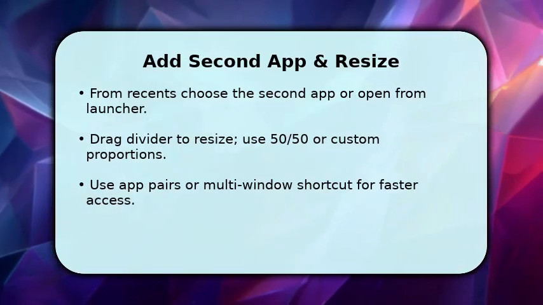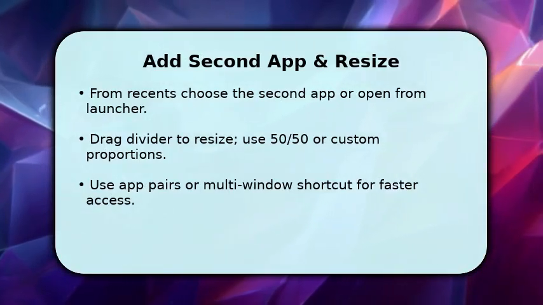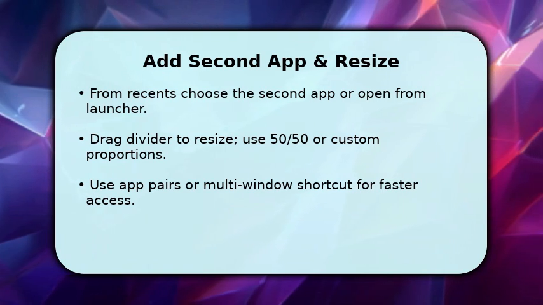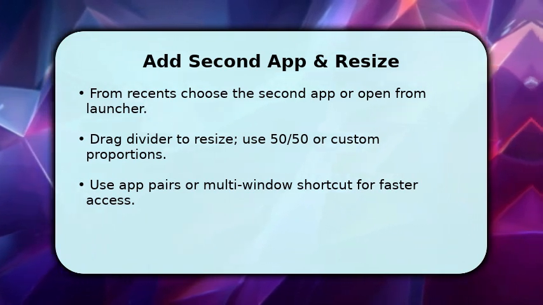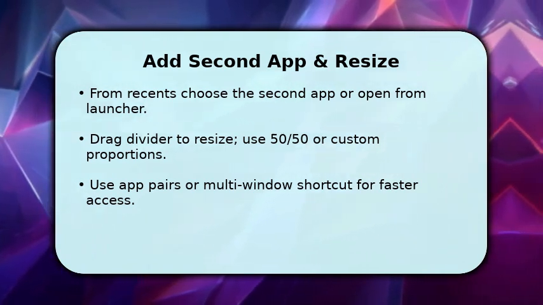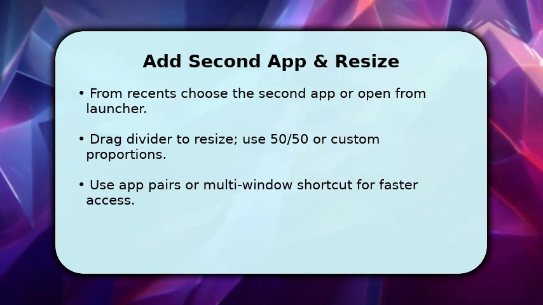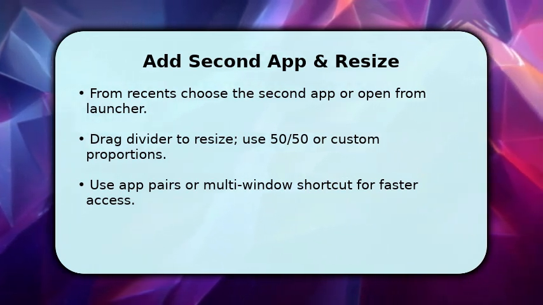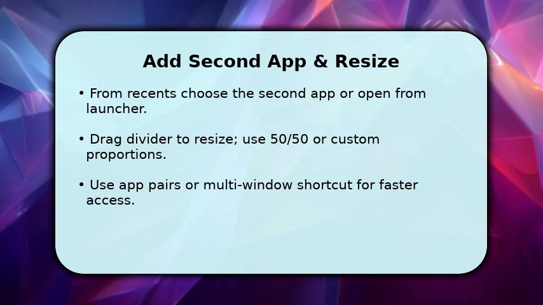Next, pick your second app from Recent Apps or tap one from the launcher. This fills the remaining pane automatically. Then, interact with the divider between windows to resize, drag toward either edge to favor one app or hold at roughly 50/50 for equal space.